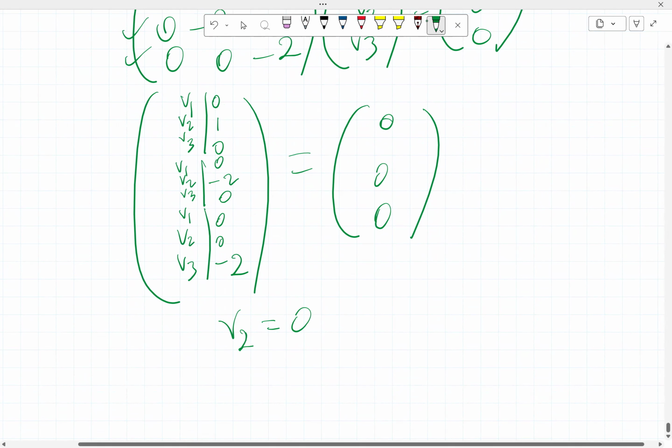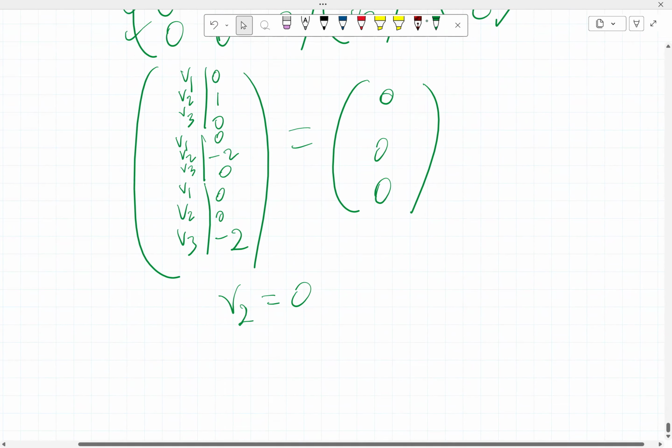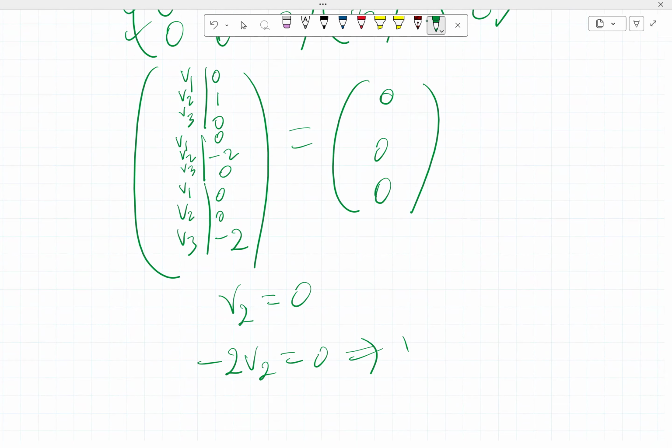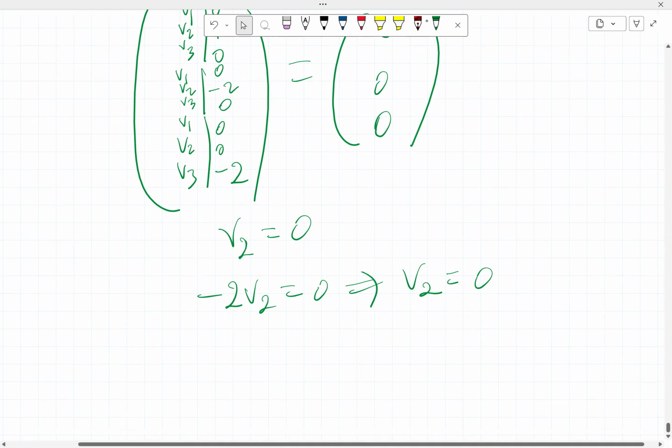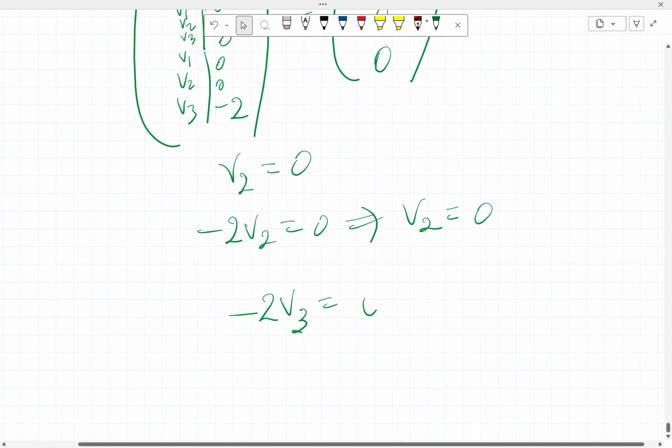Next, the last one, that thing is 0, 1, 0, so v2 is 0. The next one also, we have minus 2v2 equals 0. So it's consistent. V2 is still 0. Nothing special. Then lastly, we have minus 2v3 equals 0. That implies v3 is also equal to 0.